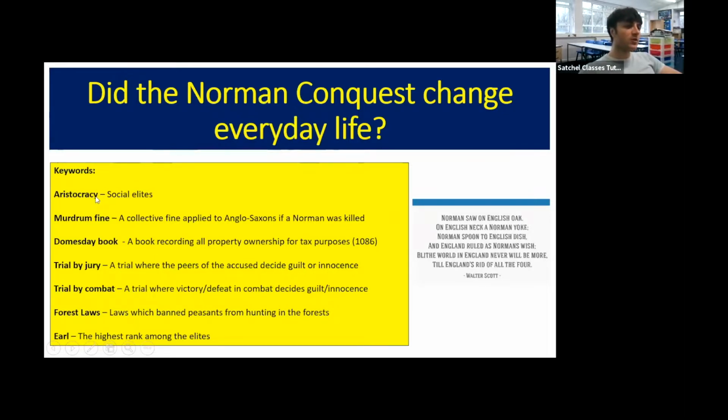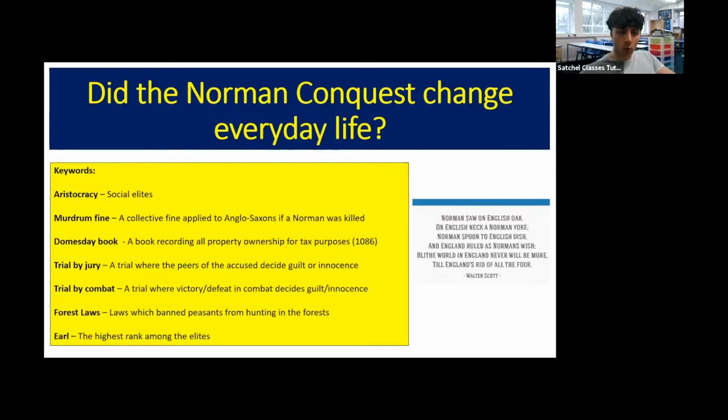So first, we have aristocracy. Aristocracy is a word that really means all of the social elites in a country, often associated with owning land. Another term for it that you might hear sometimes is ruling class. So that's aristocracy. Then we've got the murdrum fine.